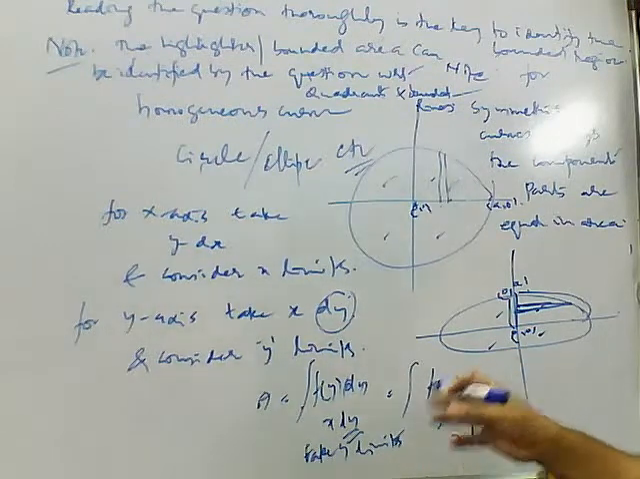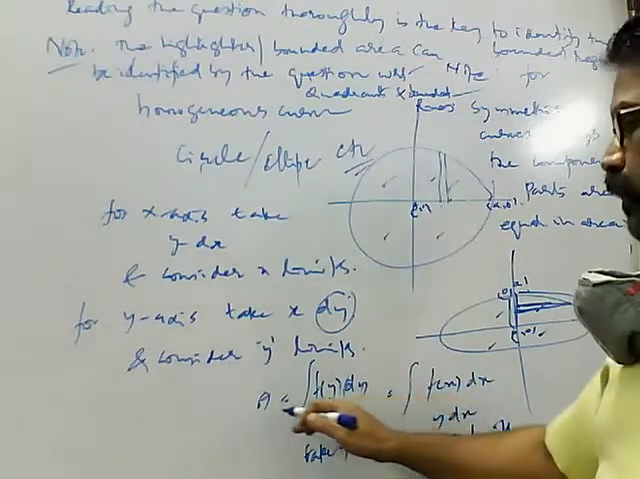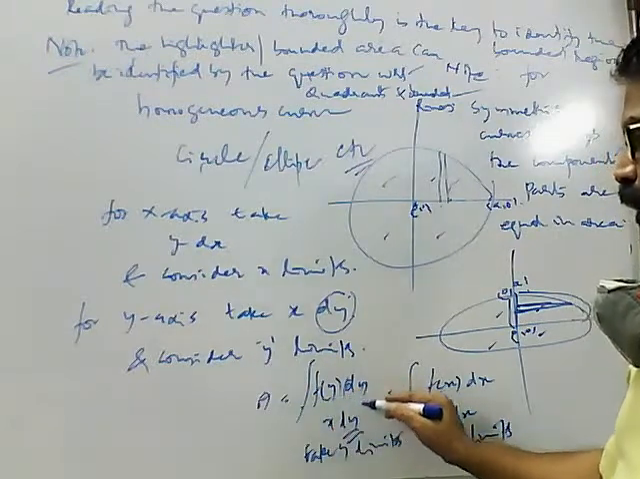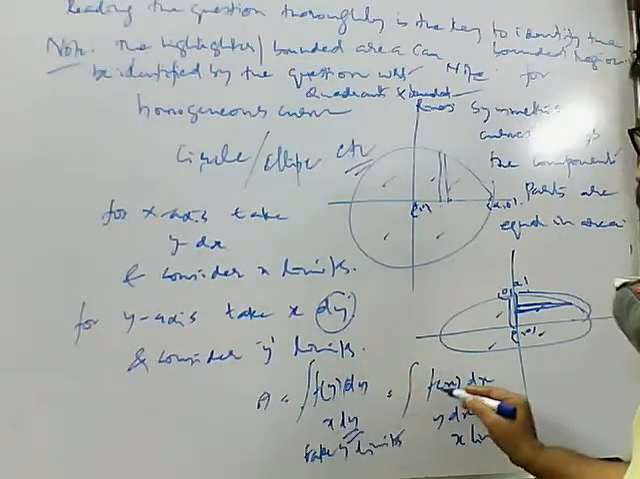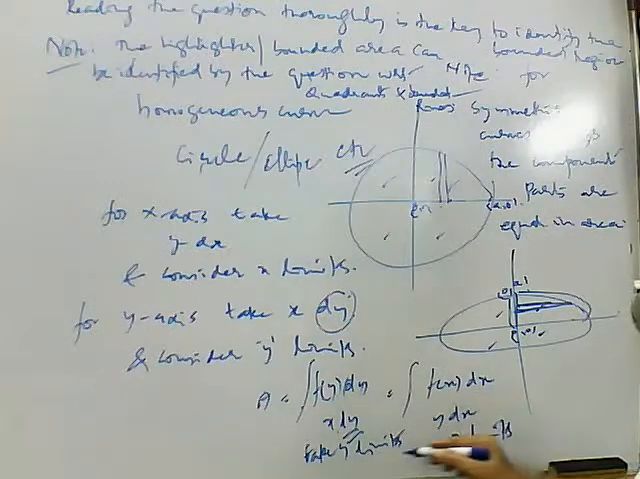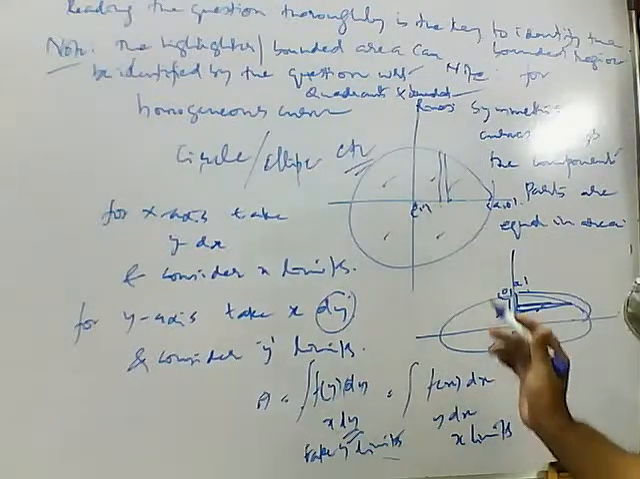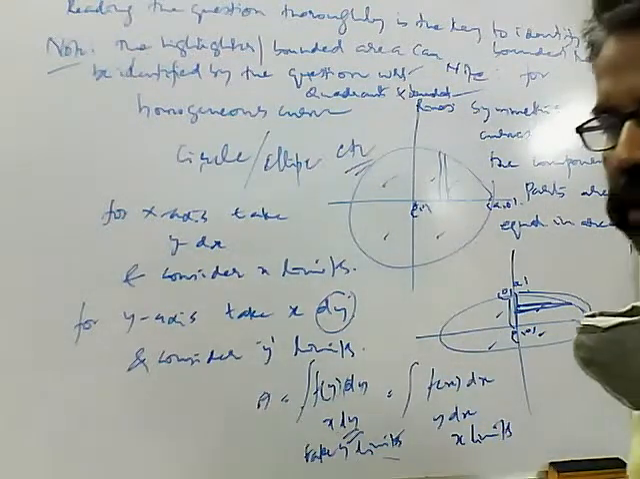For the y-axis, take x dy and consider y limits. In that case, the area is the integral of f of y dy, where f of y is x, and f of x is y. This one, take y limits; this one, take x limits. This is the total essence of how to proceed with the problem.